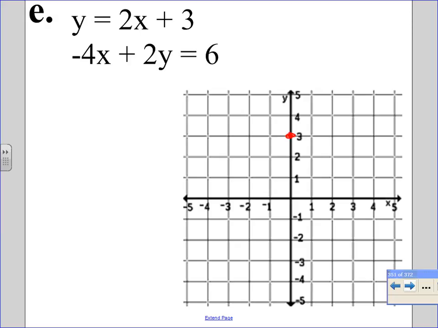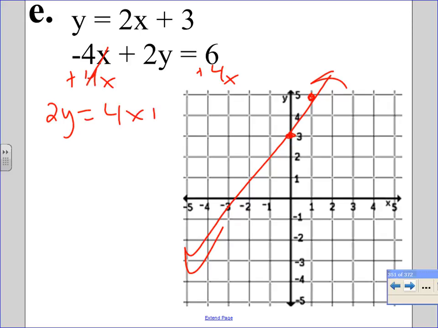Then what? Good. Up 2/1. Okay. Second equation. Jeremy, what's the first thing we do to get this in y equals form? Okay, Adam, after we add 4x on both sides, we have 2y equals 4x plus 6. Now what?